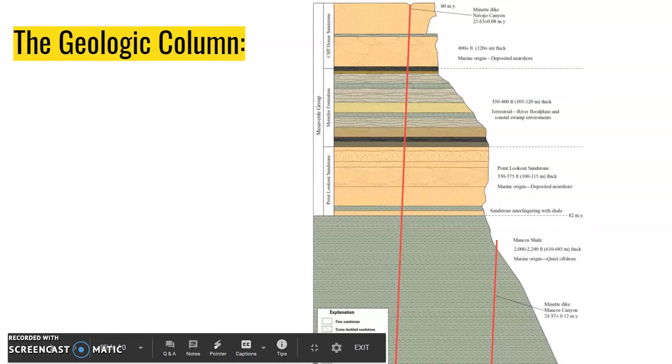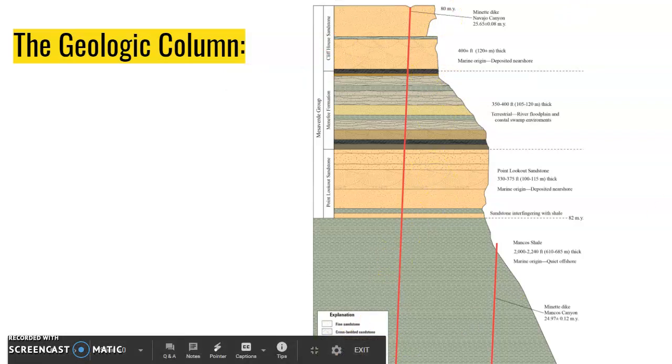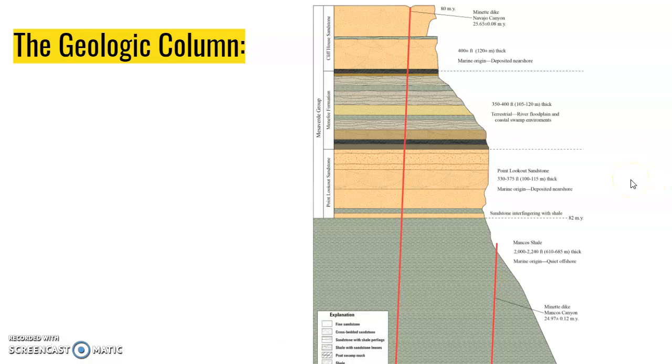So this is an example of a geologic column, and here you can see different types of rock layers. Geologists can compare whatever they found with these layers to figure out how old certain rock layers are, or what kind of fossils should be in there.